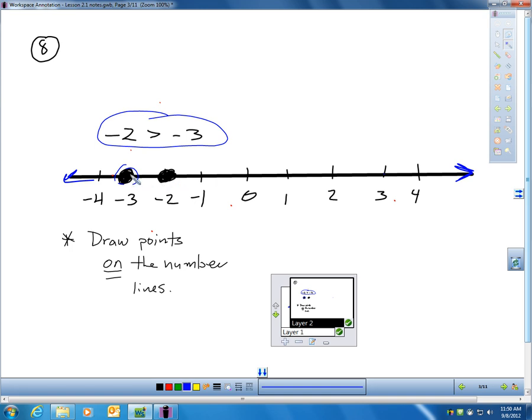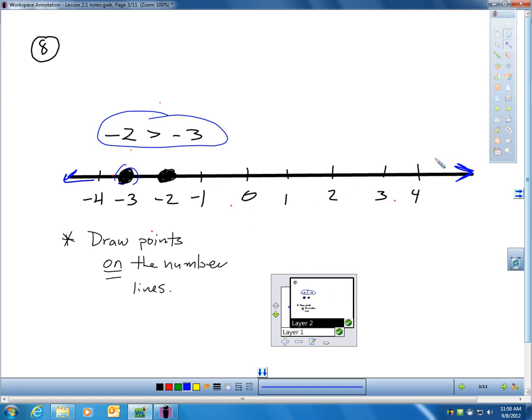A real-life example would be like you owe your parents money. You borrowed money and you owe it back. Are you in a better situation if you only owe $2, or are you in a better situation if you owe $3? Well, obviously, you're in a better situation if you owe only 2. You owe less money. That's the more positive of the situations. I would definitely rather only owe someone $2 than 3. -2 is definitely the greater amount.